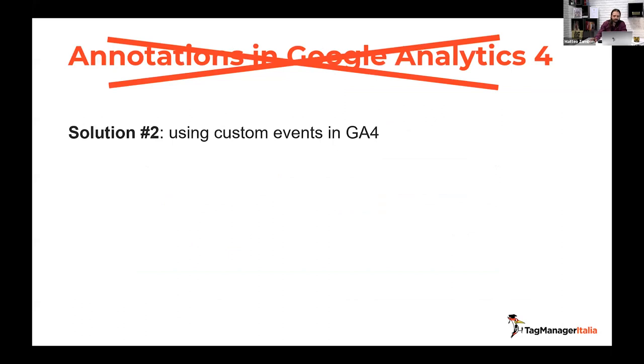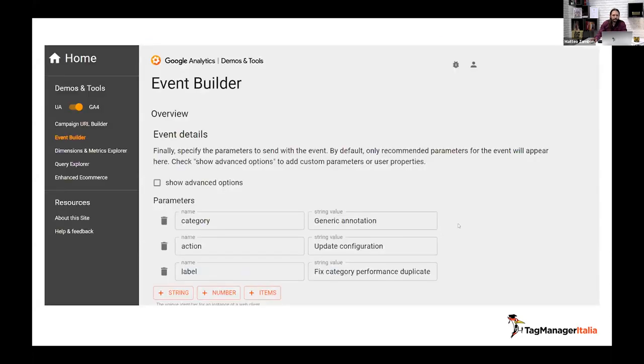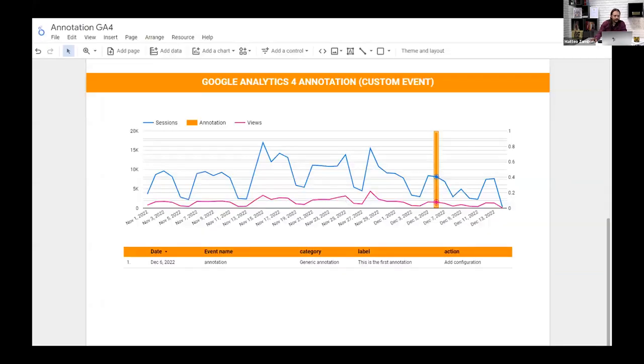The other solution that we used is a custom event in GA4. With Measurement Protocol or Event Builder, you can create a specific custom event to create an annotation and grab that information directly in GA4. The difference from Google Sheet is that all data is directly in GA4 storage, in the GA4 database. So there is no problem understanding whether a Google Sheet annotation exists or something like that. So this is another way to grab the annotation information.